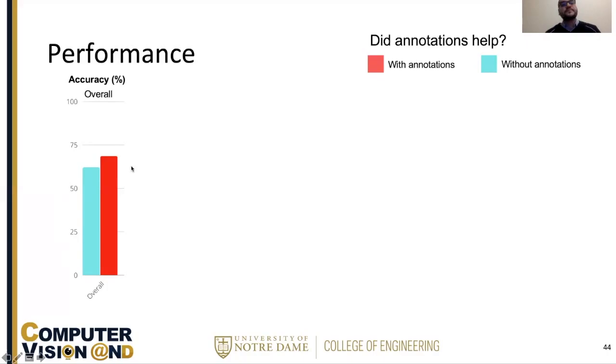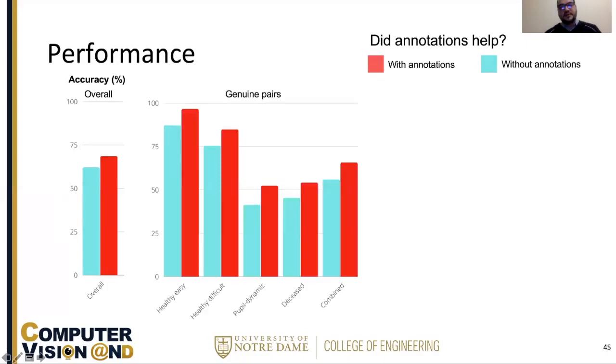improved their accuracy. If we break this down, you're going to see here that for genuine pairs, annotating helped in all the cases. And it even made people get better than chance with respect to pupil dynamic and disease. Before annotation, they were below 50%, so flipping a coin was better. But by doing annotations, they got better than 50%. It was a really interesting finding.